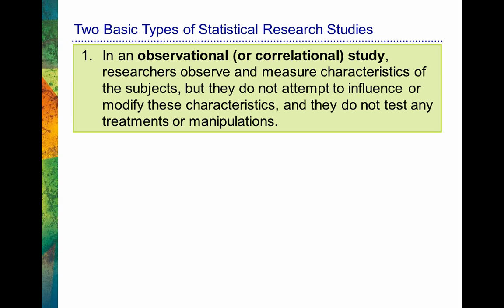And in an observational or correlational study, researchers observe and measure characteristics of our subjects, but we don't attempt to influence them or modify anything. And we don't test any treatments or manipulations. The bottom line is we are really just kind of sitting back and measuring things. And then the goal ultimately is to figure out how those things relate.